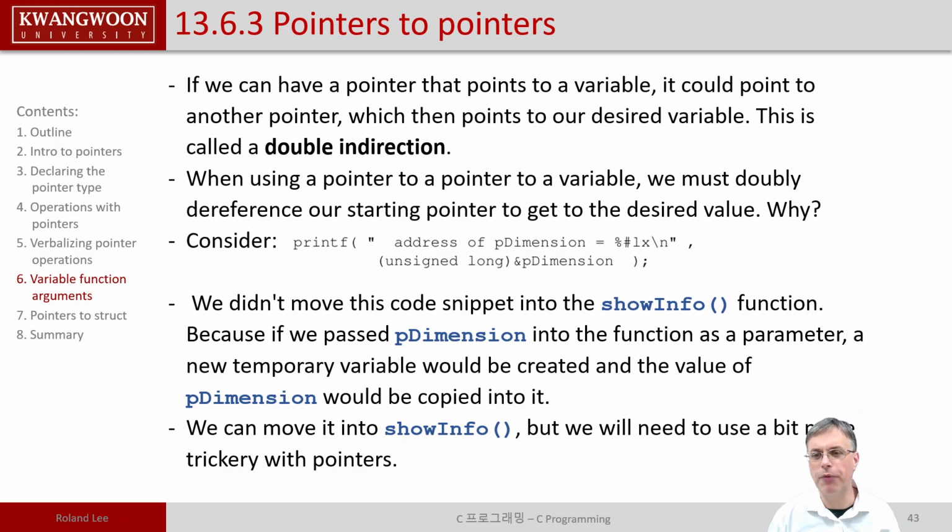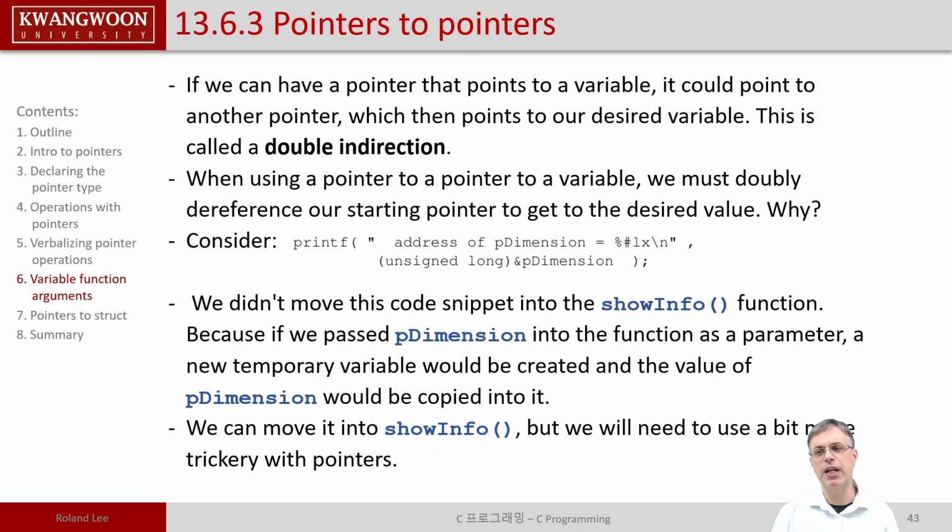Now you might have observed that we didn't move this code snippet into the showInfo function. That is because if we passed the p dimension into the function as a parameter, a new temporary variable would be created and the value of p dimension variable would be copied into it. We would thus see the address of the function variable, which would be different from the location of p dimension.